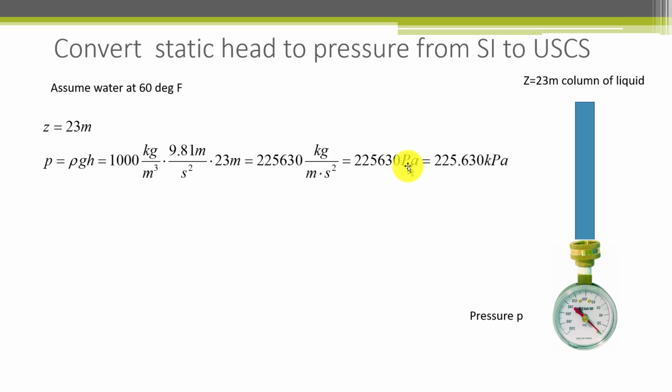A Newton per square meter is a very small unit because the unit area is a square meter. It's much bigger than a square foot. So often we'll just take this, divide it by 1,000, and call it 225.63 kilopascals.